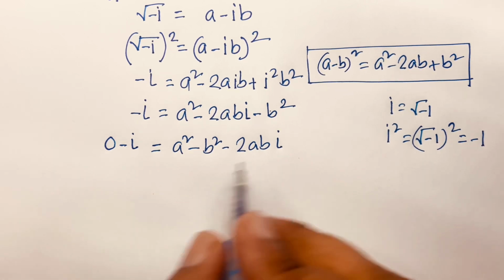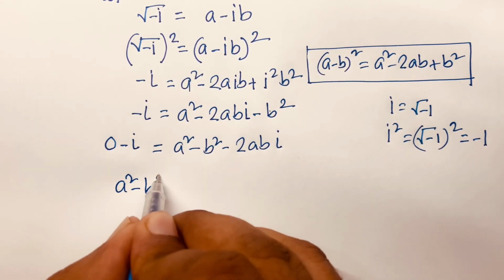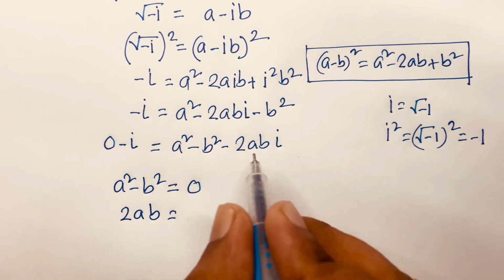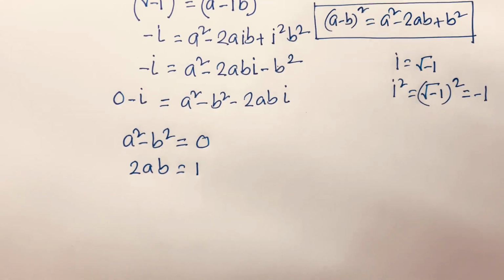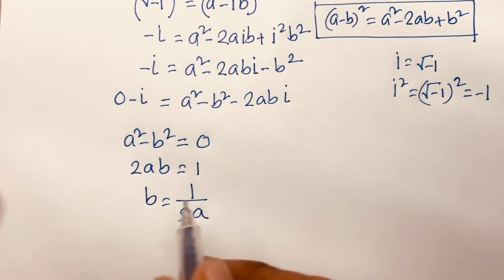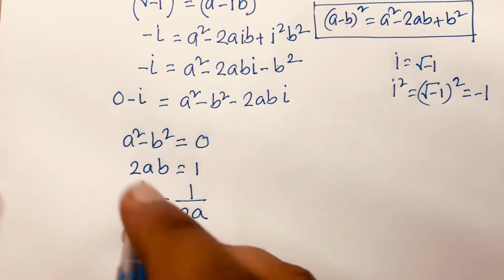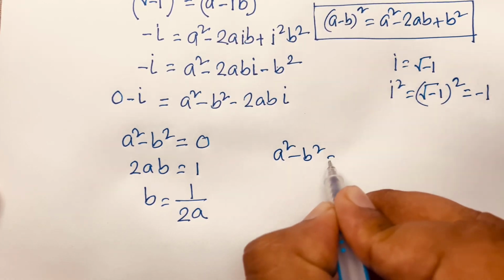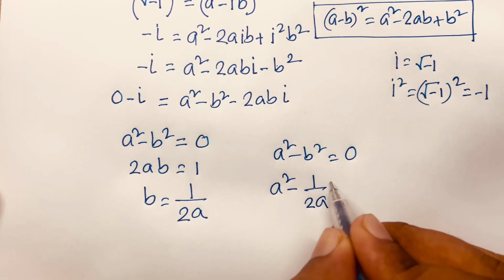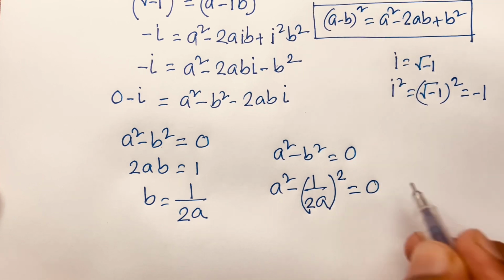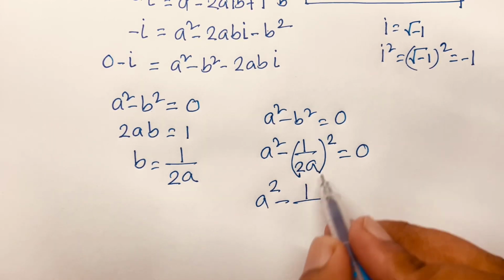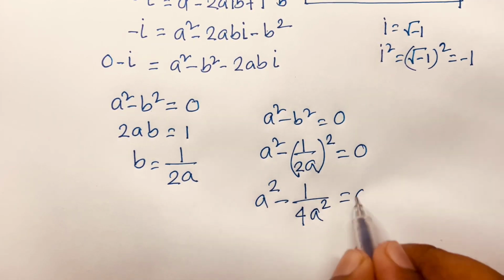This time I can say in this equation a square minus b square is equal to 0 and 2ab is equal to 1. Now I can say b is equal to 1 over 2a. Now I put this in the equation a square minus b square is equal to 0. Now a square minus (1 over 2a) whole square is equal to 0. Then it will be a square minus 1 over 4a square is equal to 0.